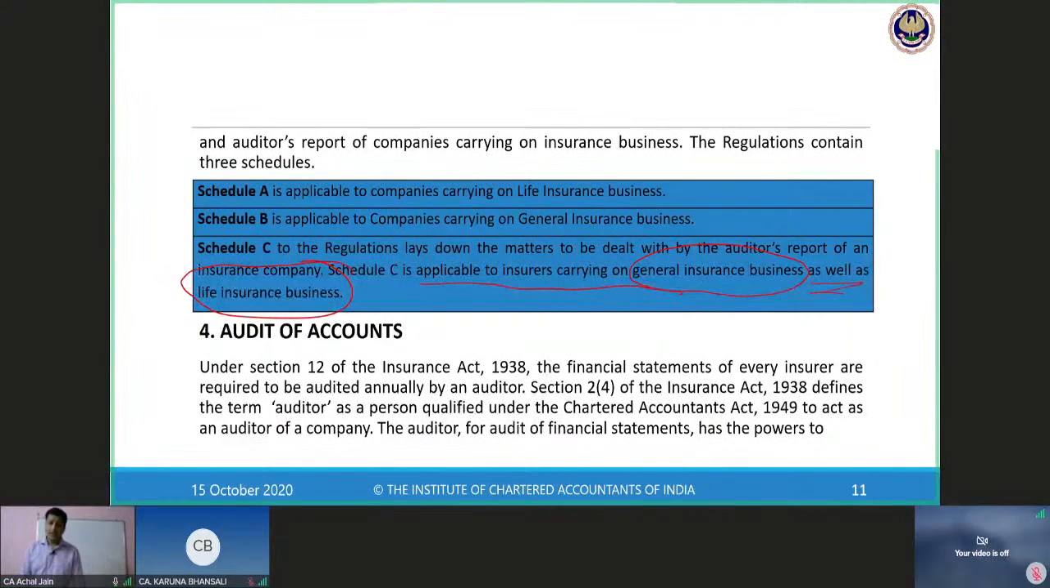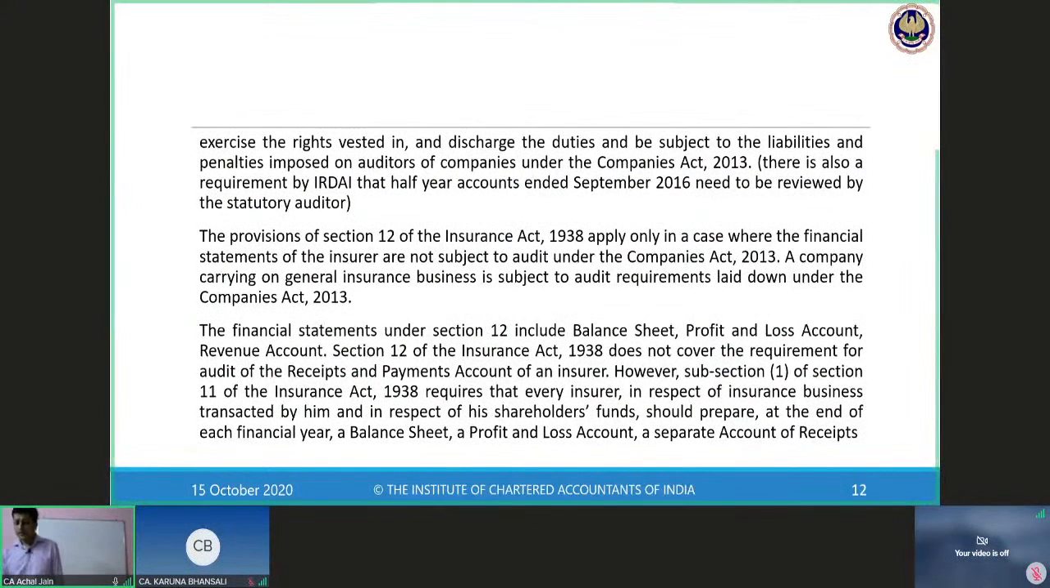Now let's move on to the audit of accounts. Financial statements of every insurer are required to be audited annually. So audit for an insurance company is a must. And who can be the auditor? A chartered accountant can be the auditor. Okay, a chartered accountant can be the auditor of a company.